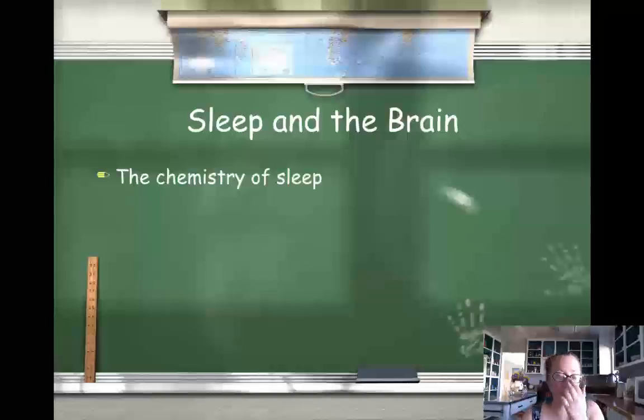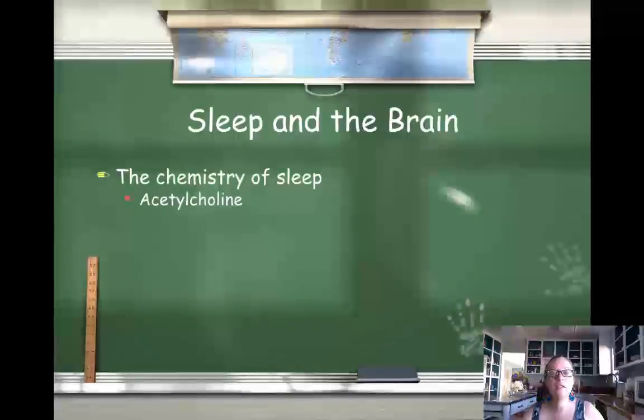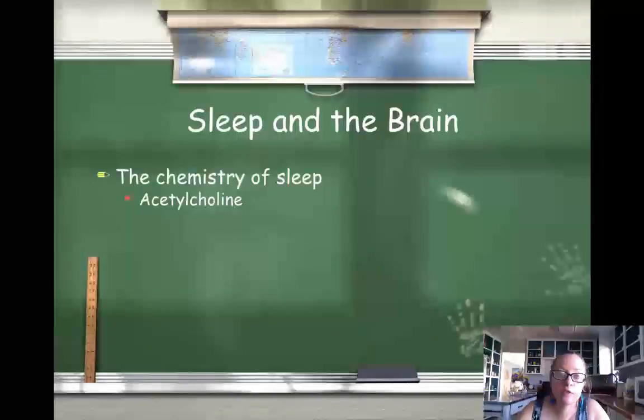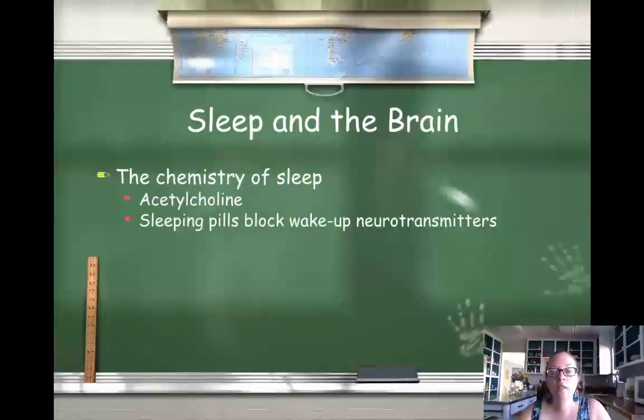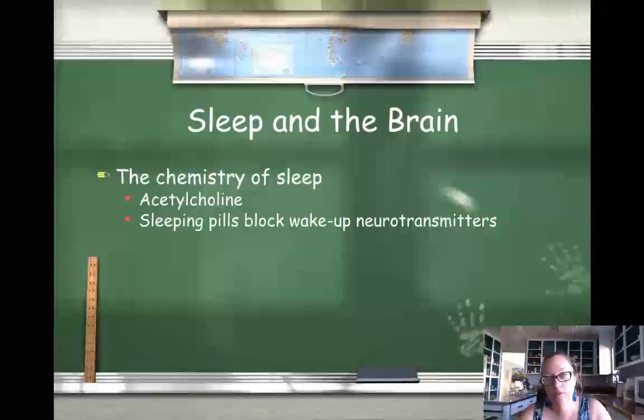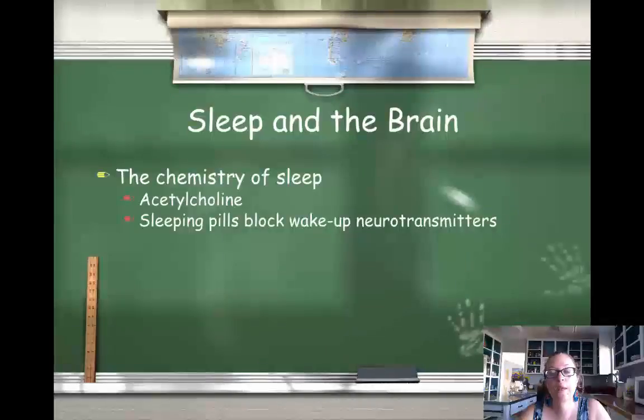All right, so the chemistry of sleep. Acetylcholine is released when light starts to increase. So as the sun rises, or if you have an alarm clock that mimics the sun rising, it will activate your brain to start releasing acetylcholine to wake you up. Sleeping pills block acetylcholine, which is a neurotransmitter. And that's one of the reasons why it helps you to stay asleep.